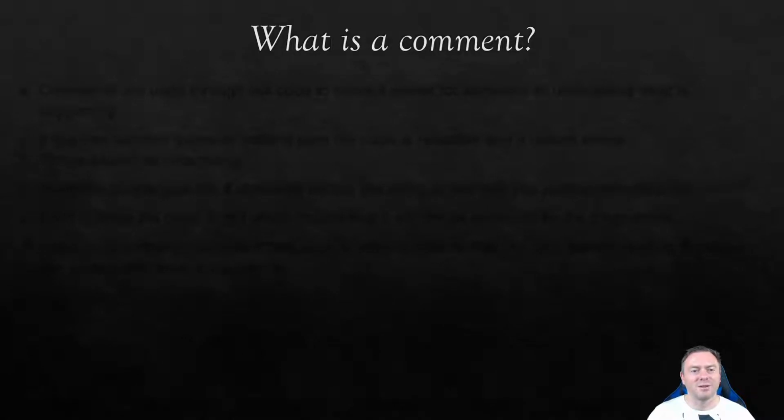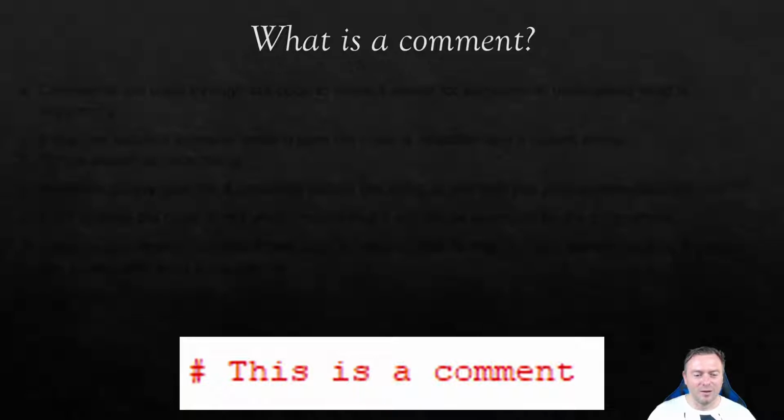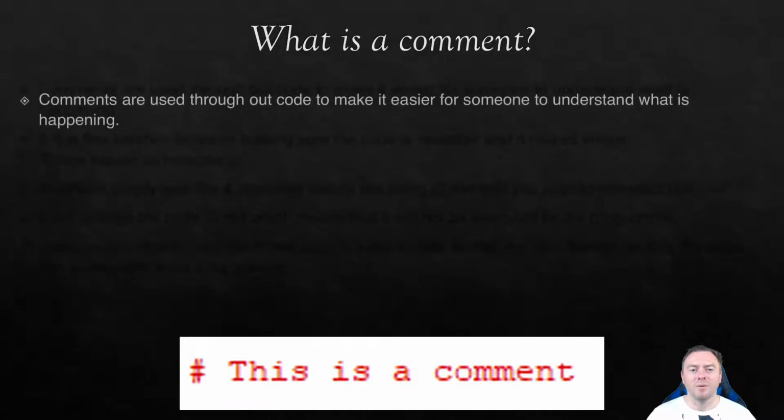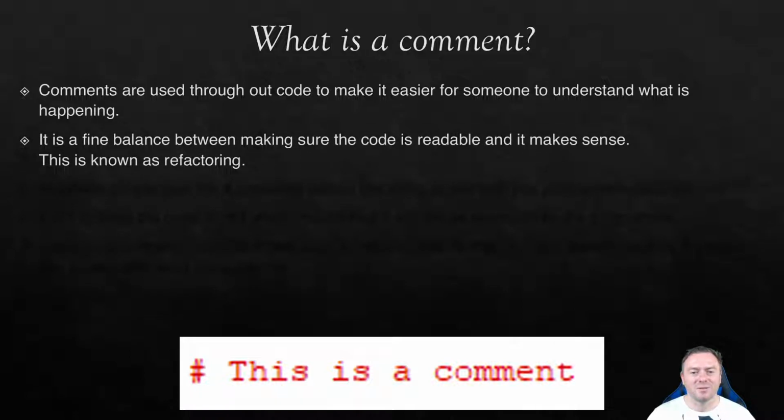So first of all, what is a comment? Comments look like this. Okay, so in coding, basically with Python, we put a hash at the front. Other languages have other ways of doing it, but with Python, we basically put a hash and then we type. Okay, so comments are used throughout the code to make it a whole heap easier for us to understand what the heck is happening. It's a fine balance though, so you're trying to make sure that the code is readable and makes sense. Instead of using a whole heap of comments, if you can make the code readable, that's a lot better, and that's where we want to go as a good programmer, and that's known as refactoring.